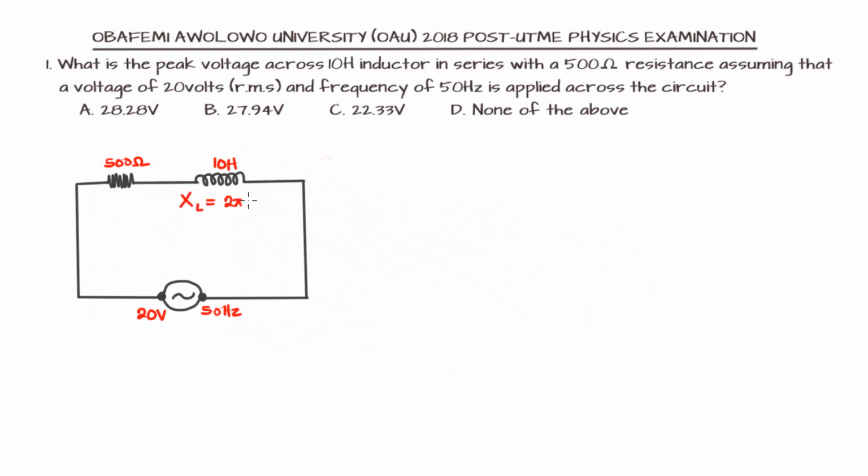Now the inductive reactance is going to be 2 pi FL. And we have been given F and we've also been given L. Then we have our current I flowing through the circuit. So now, let's go ahead and try and solve this particular question. First, let's calculate the inductive reactance, XL. XL is 2 pi FL, and that will be 2 multiplied by pi multiplied by frequency, which is 50 hertz, multiplied by the inductance, which is 10 Henry. If you calculate that, that will be 1,000 pi ohms. So that's the value of the inductive reactance.